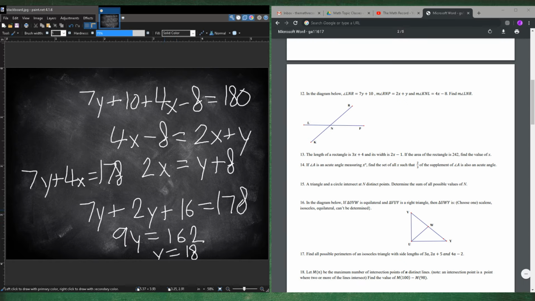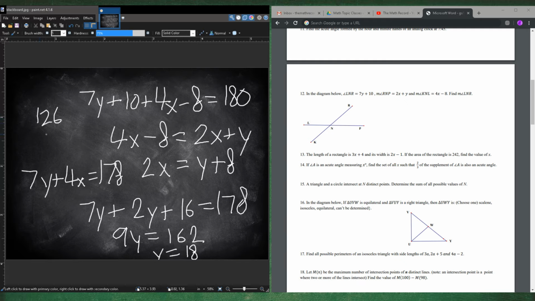So I have to find angle LNR. So I just need to plug 18 back into here. So 7 times 18 is 70, 7, 14, 20, 56. So 56 plus 70 is 126. Plus that extra 10 equals 136. So that's my answer. 136 degrees.